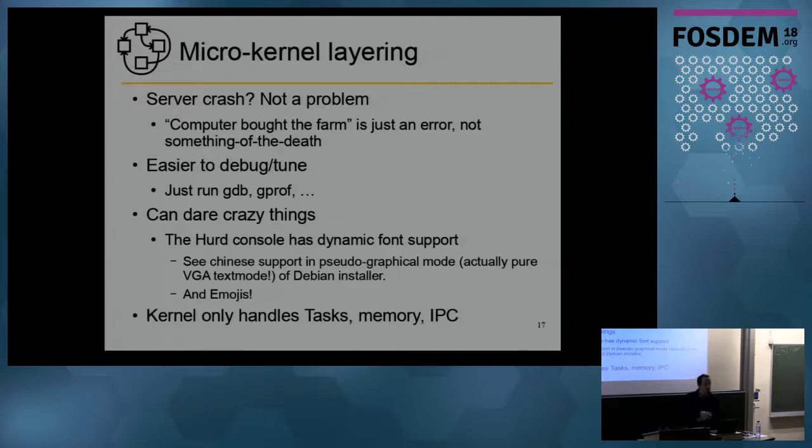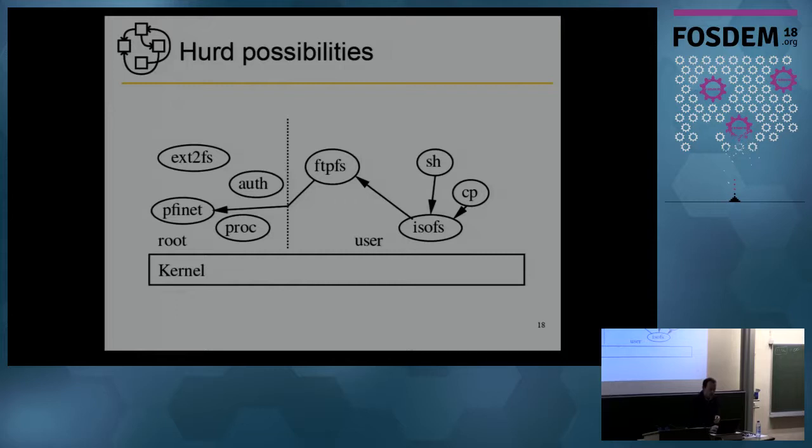And the kernel is quite small. It only handles the task memory and IPC. Everything else is in userland. So for instance, I have the same things I talked about. And then I have an FTPFS running as a user because it doesn't need any kind of special authorization. It just needs to access the network to connect through FTP. And then there's ISOFS and a shell cp.